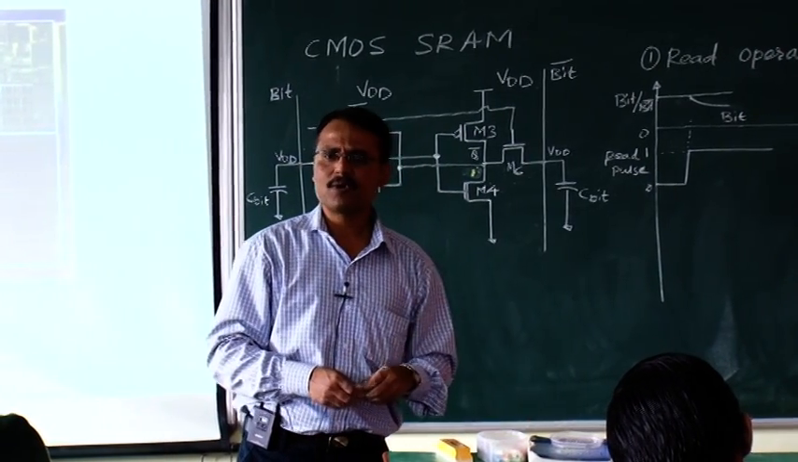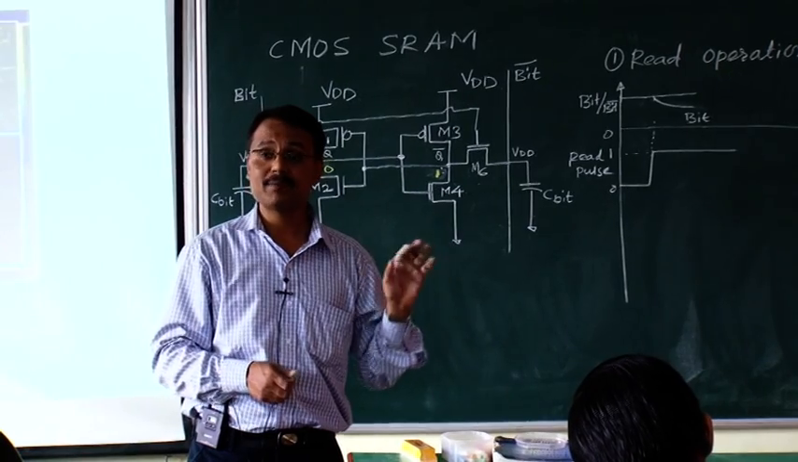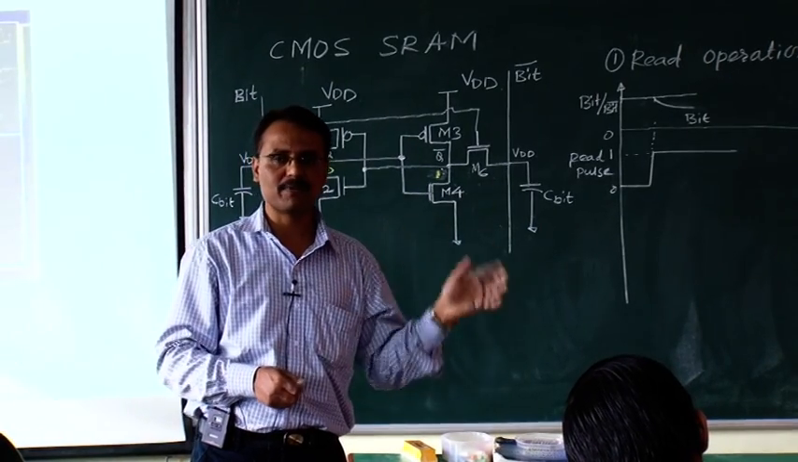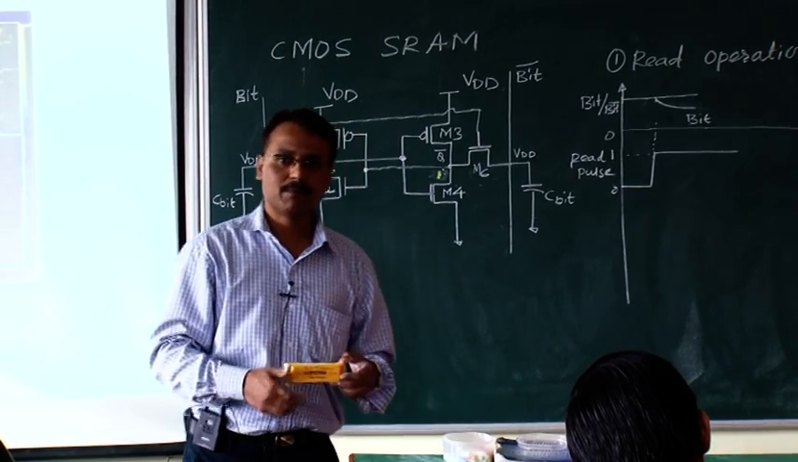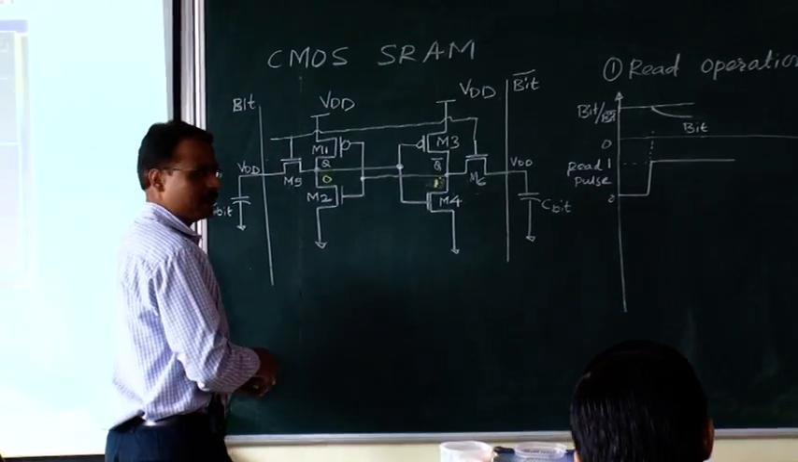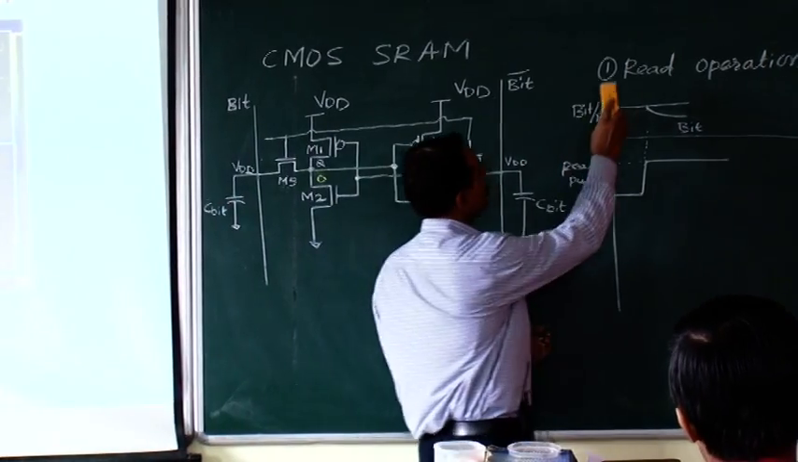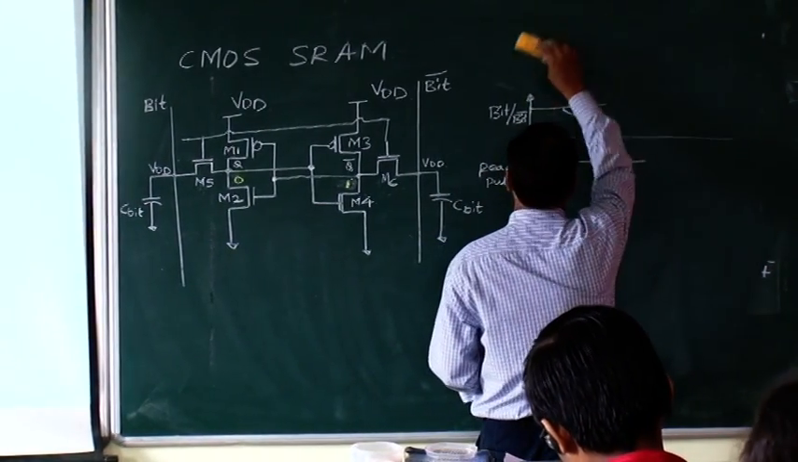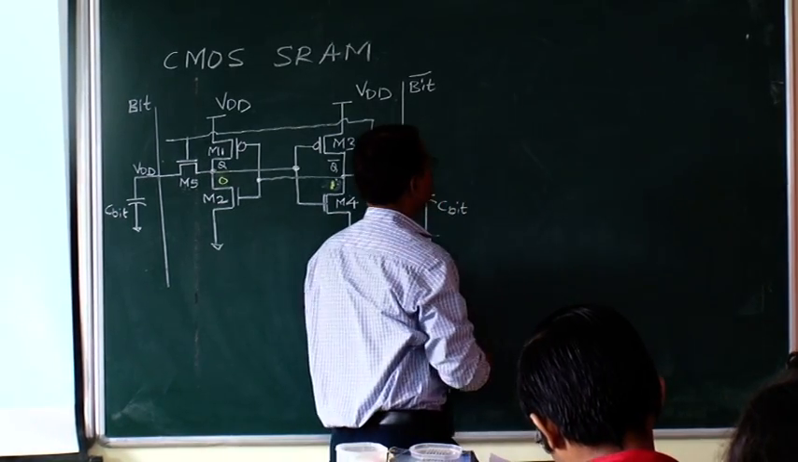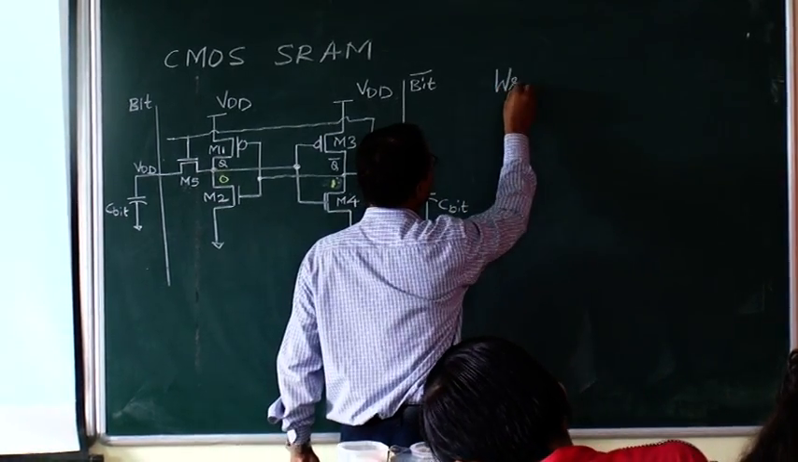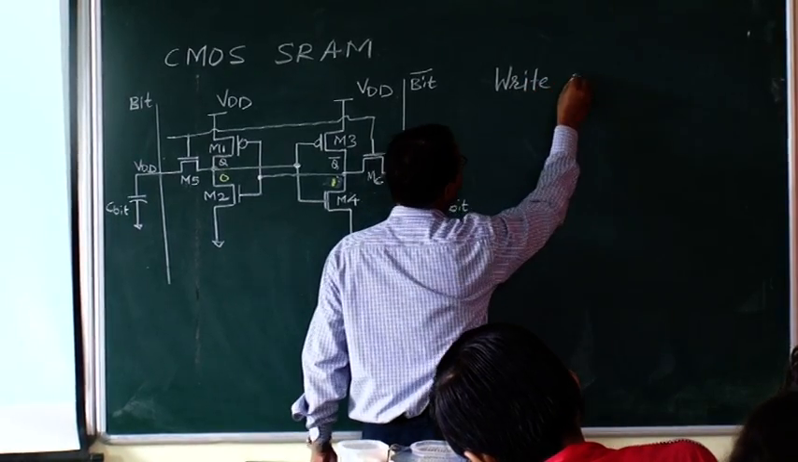Now similarly, what is important? How to write in the memory cell, because this is read write memory. Only the read operation is not important, but how to write in the memory cell. Now for example, we will see the write operation.